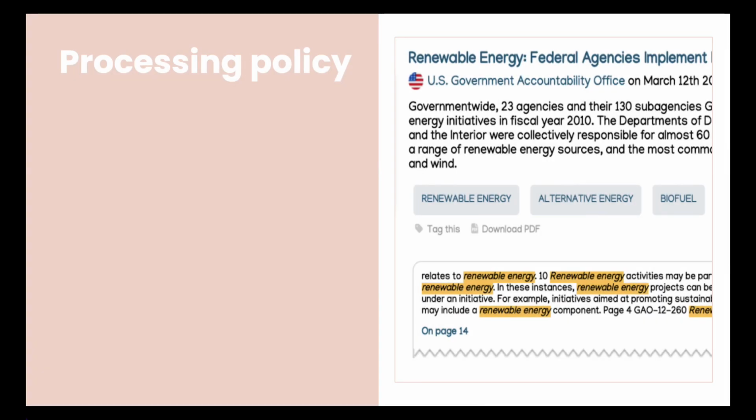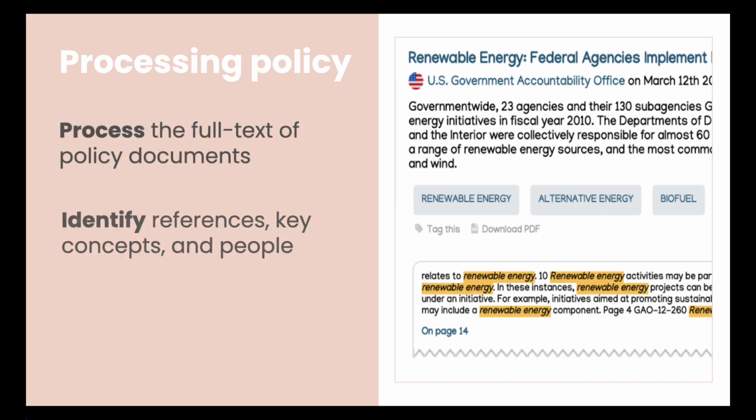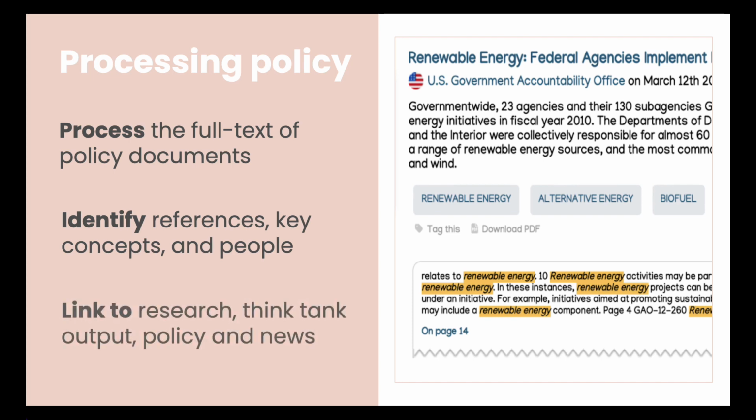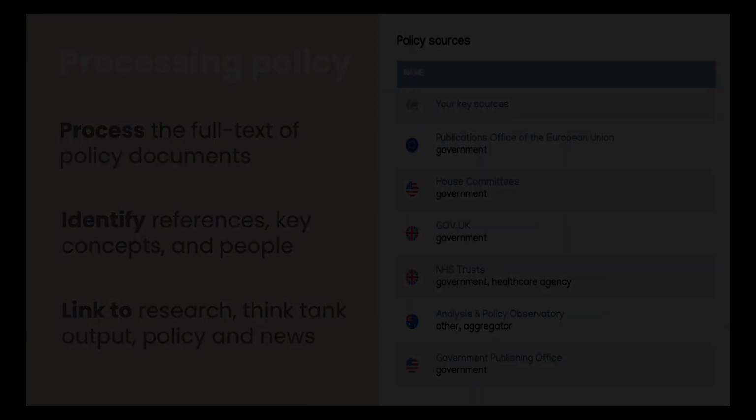So how does it work? By processing the full text of policy documents, Overton identifies references, topics, and people in policy documents, linking scholarly research to policy, and policy to other policy documents.